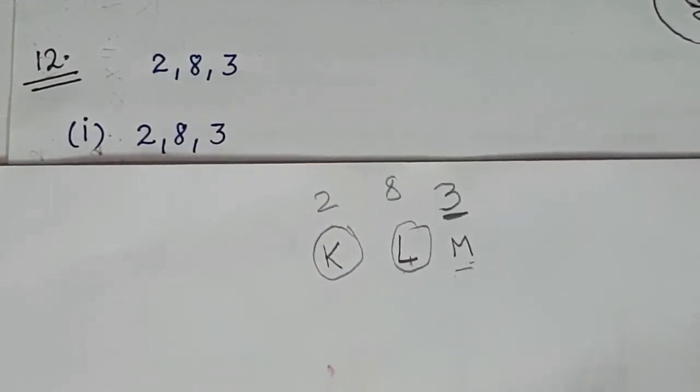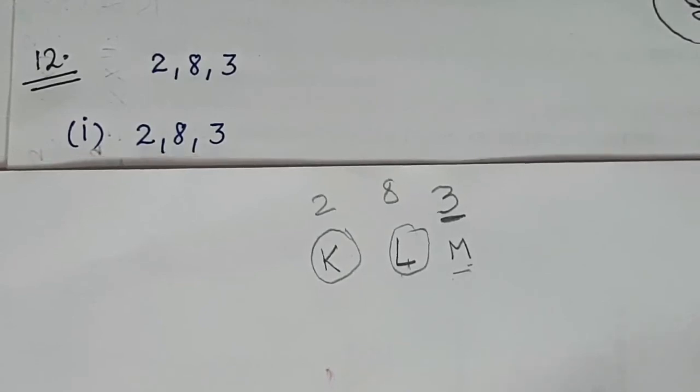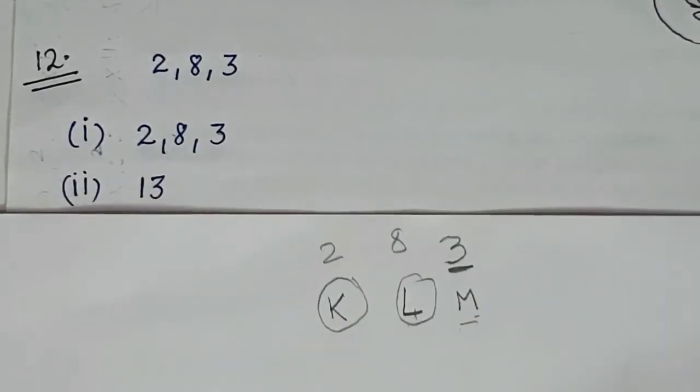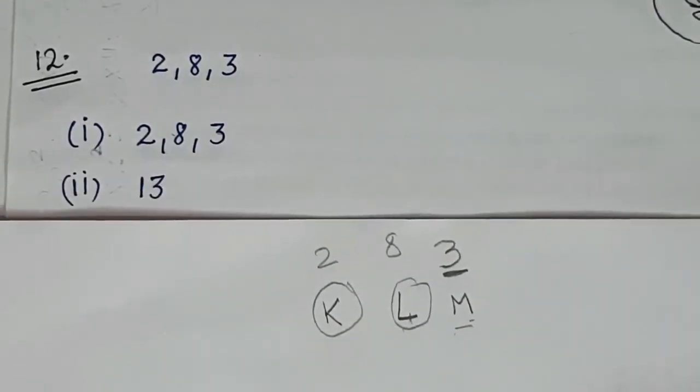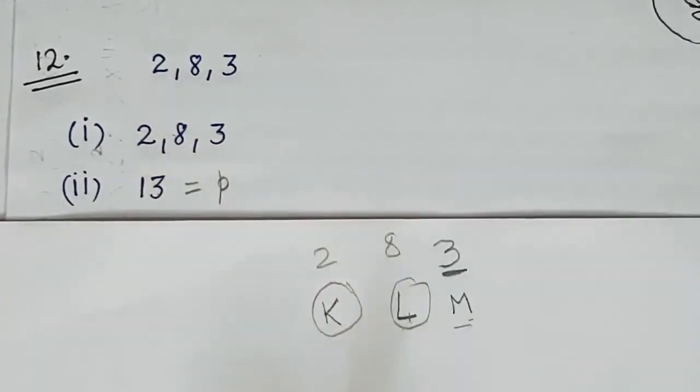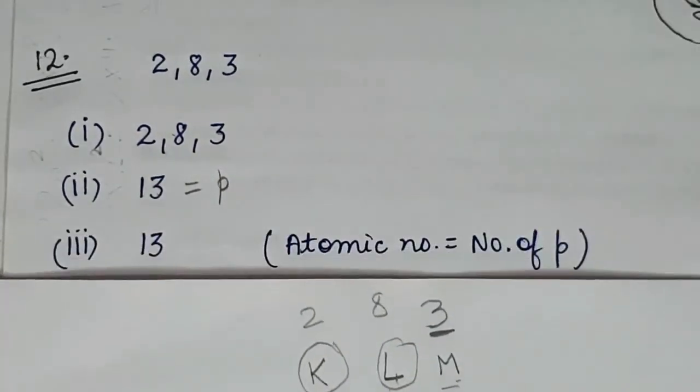Now second part is calculate the atomic number. Atomic number is easy. Just add them. 2 plus 8 plus 3. That will be 13. 13 is the atomic number. Now third part is number of protons. You know that atomic number is equal to number of protons. So the number of protons, they are also 13.